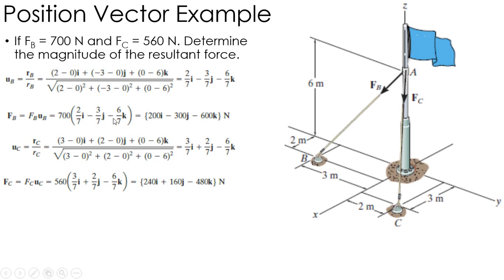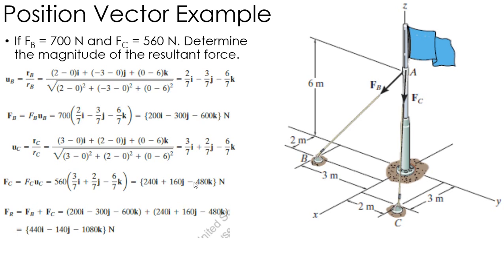Those numbers are given right here. So this is Fb written in Cartesian form, that 700 newtons put into its x, y, and z components. And this is the 560 newtons put in its x, y, and z components. Now that I've got those forces, I do just like I've done before in finding resultants: add up my x's, add up my y's, and add up my z's.